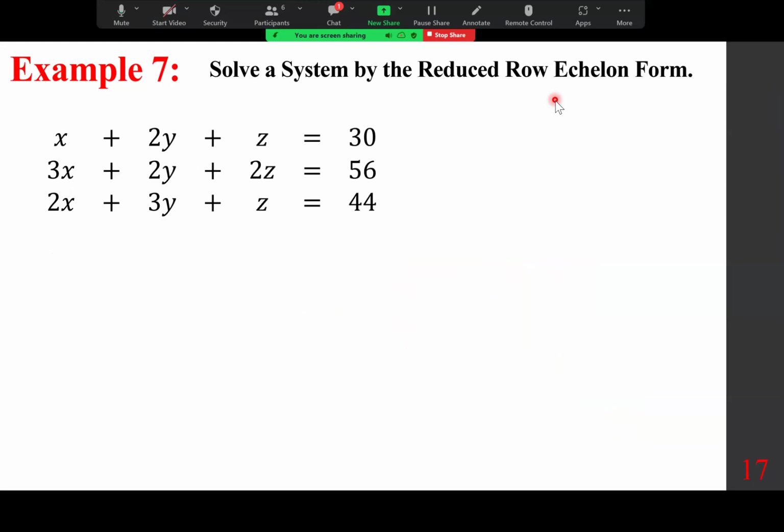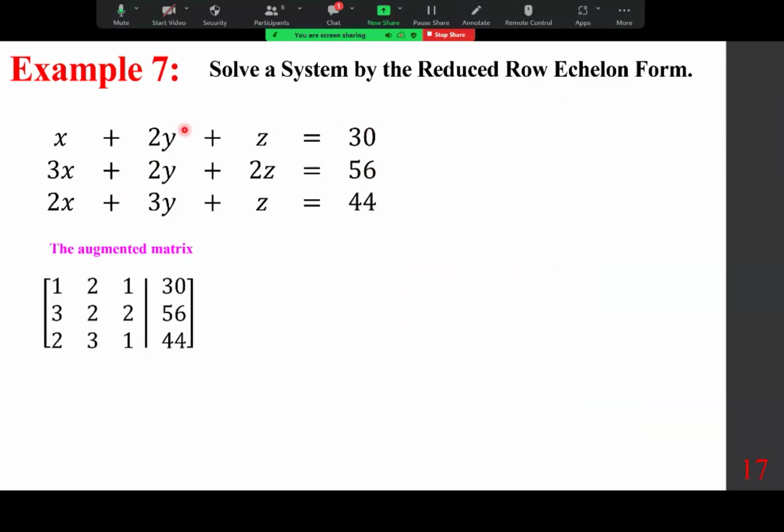We want to solve this by reduced row echelon form. We are going to write the augmented matrix again. Again, 1, 3, 2, 2, 2, 3, 1, 2, 1, 30, 56, 44. I went column-wise, but you can go with rows: 1, 2, 1, 30; 3, 2, 2, 56; 2, 3, 1, 40. So that is the augmented matrix.